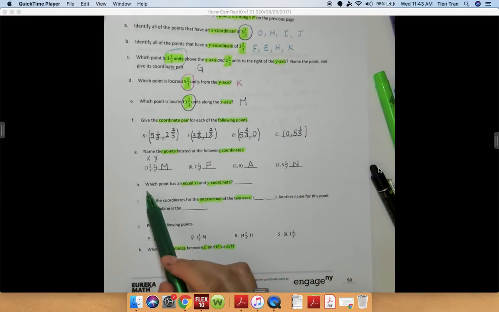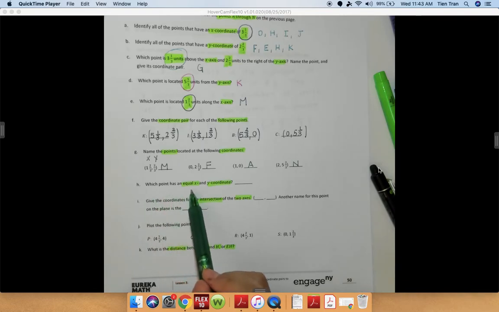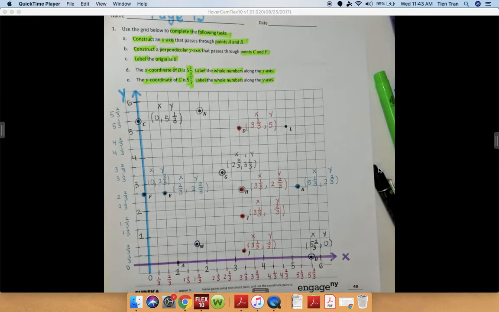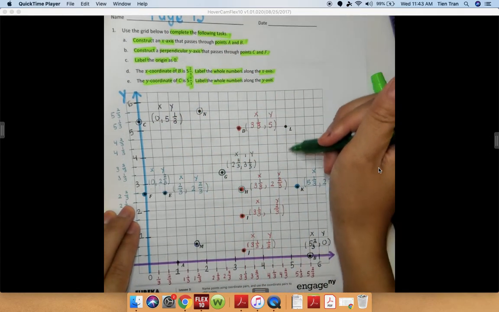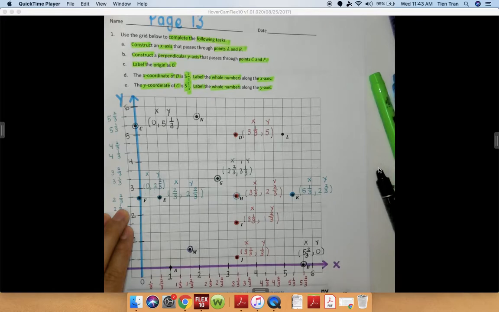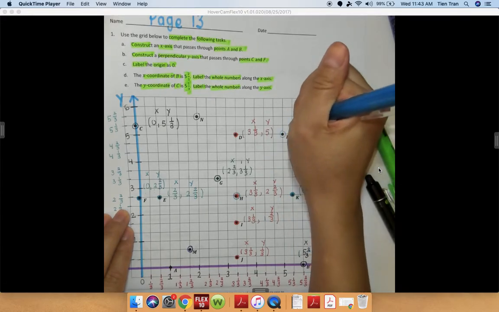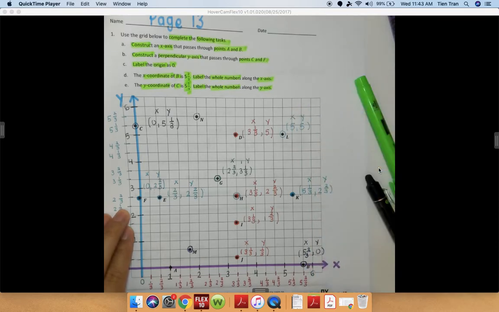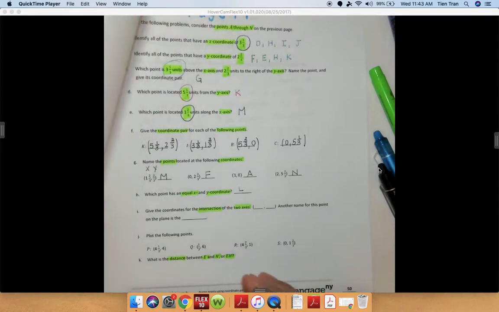For problem H, it says which point has an equal x and y coordinate. So which one has an equal x and y coordinate? That is going to be coordinate L. And the reason why it's coordinate L is because it has 5 and also 5. So this coordinate right here has 5 and 5, which is equal to each other because 5 is equal to 5. So I'm going to turn the page.